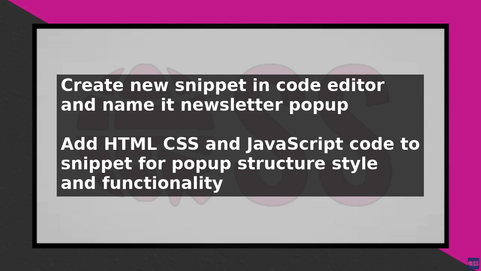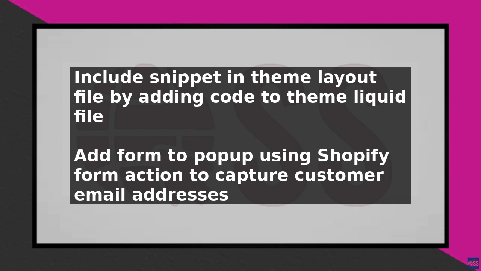Once you have added the code to your snippet, you need to include it in your theme layout file. To do this, click on the Layout folder and open the Theme Liquid file. At the bottom of this file, add the following code to include your snippet.